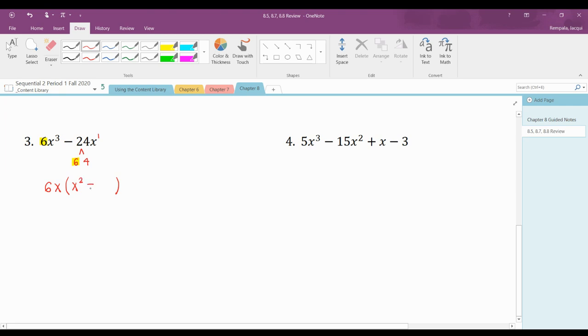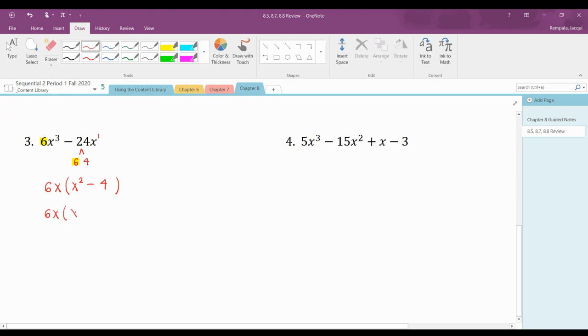I'm going to bring down that subtraction sign. 6 times 4 was 24. I took out the 6 as a GCF. That means I'm still left with a 4. The x was also taken out, so there are no more variables. If you look at what I have in parentheses, x squared minus 4, well, that means that 4 is a perfect square. We have a difference of two squares.